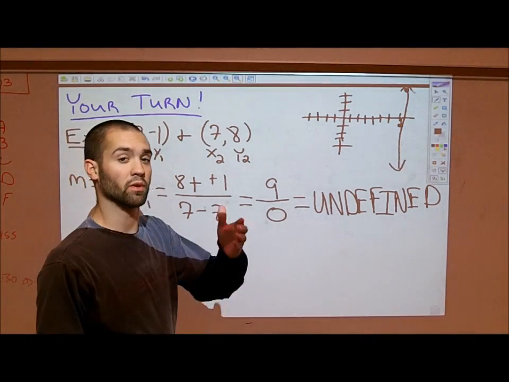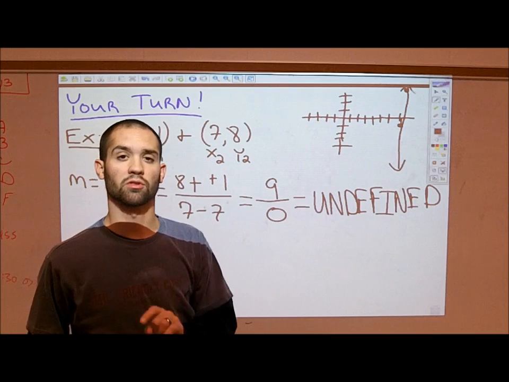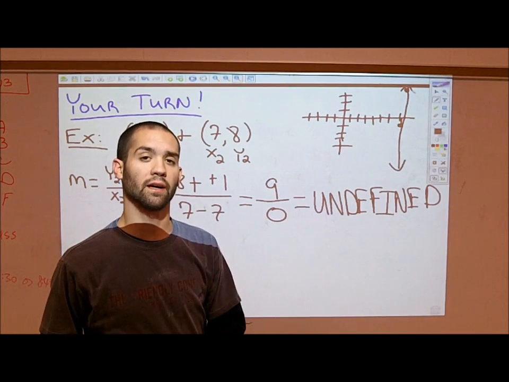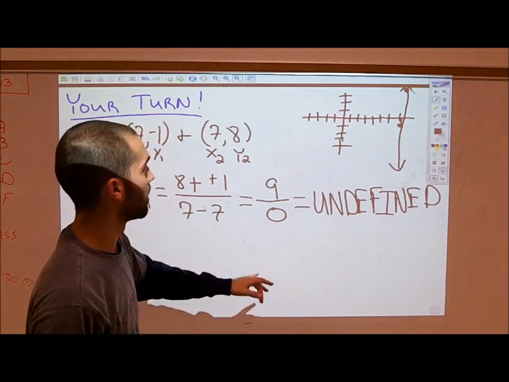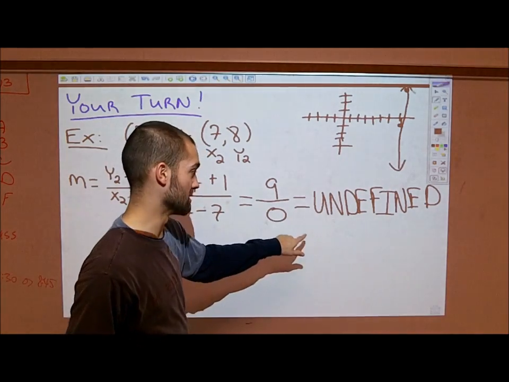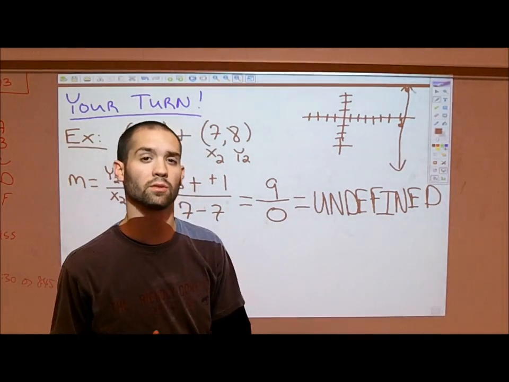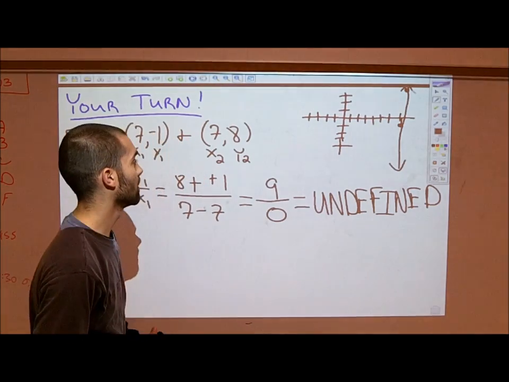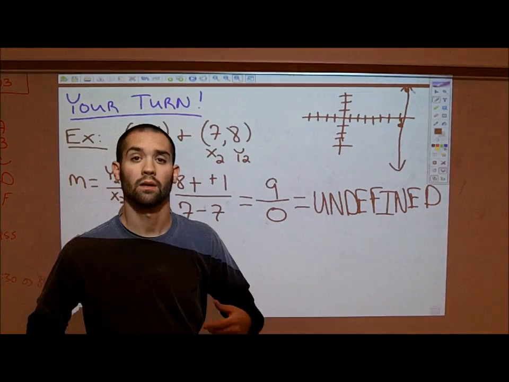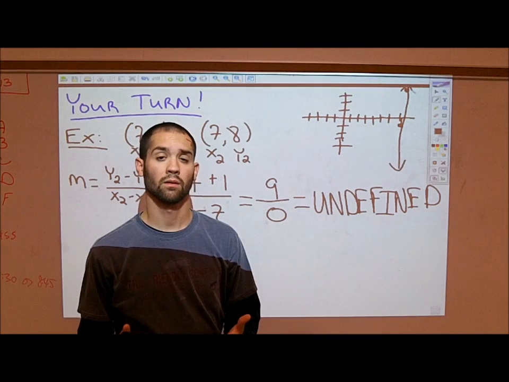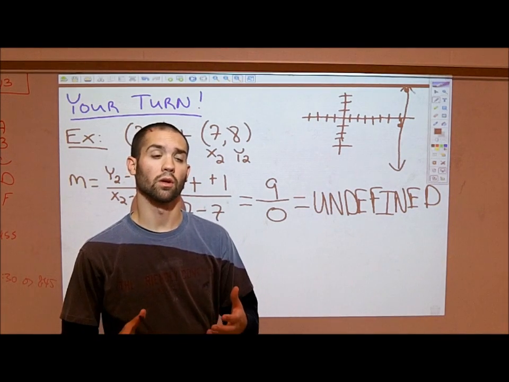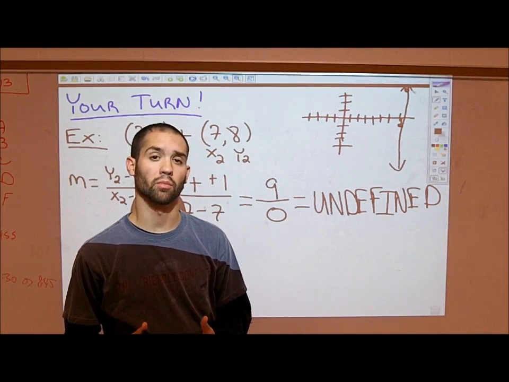I want you to go back to your previous example. 0 slope is a horizontal line. Undefined slope, when 0 is in the denominator, is a vertical line. Okay, I just want you to write those down in your notes. Alright? So, this is all the information you need. Okay? So, go ahead, make sure your notes are complete.